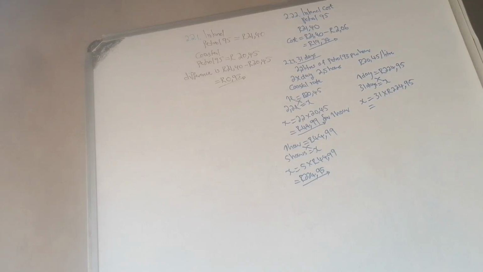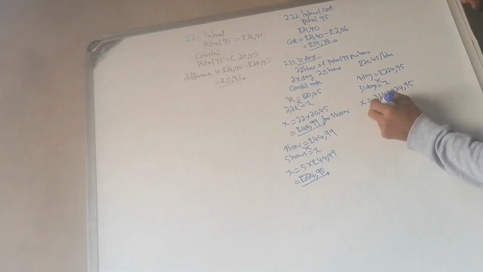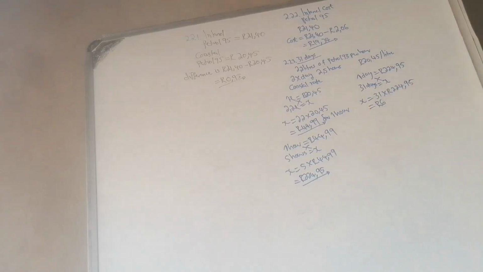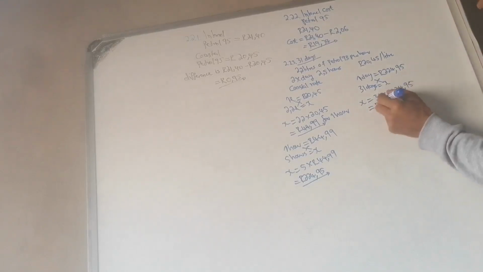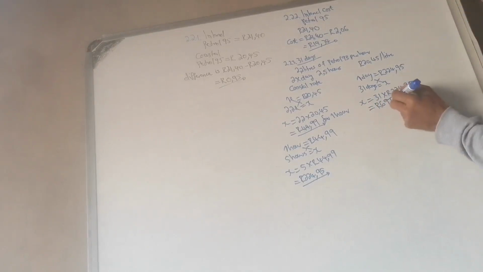224.95 multiplied by 31 days. We are spending a lot on petrol. This will be 6,973.45. This is a massive amount of money that I will need to spend on petrol. Can you see this? This is so much.